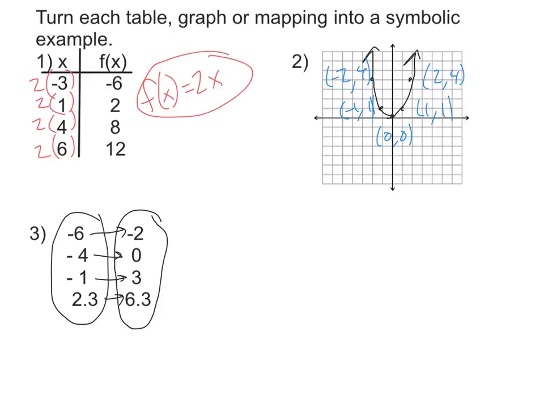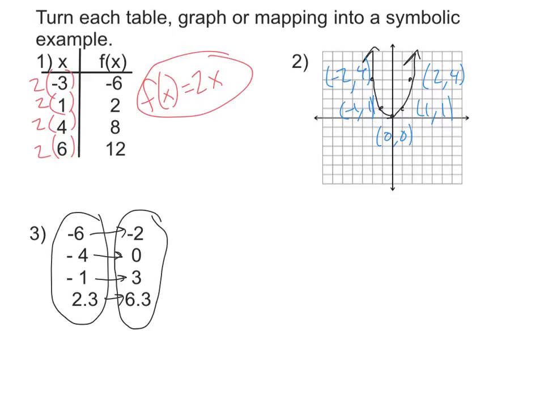So the x values again are the inputs, the y values are the outputs. So what do I have to do to 0 to get 0? What do I have to do to 1 to get 1? What do I have to do to -2 to get 4? Same with all of these. What do I do to the x to get the y?